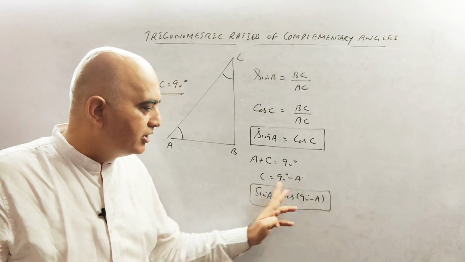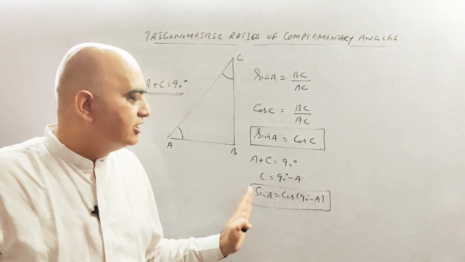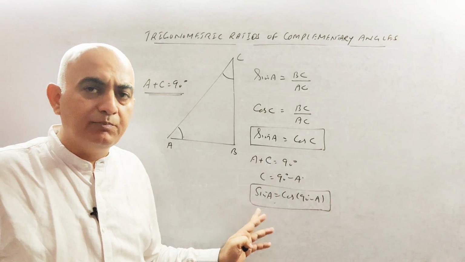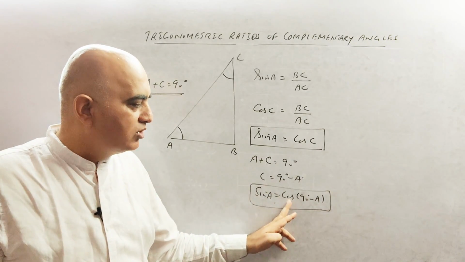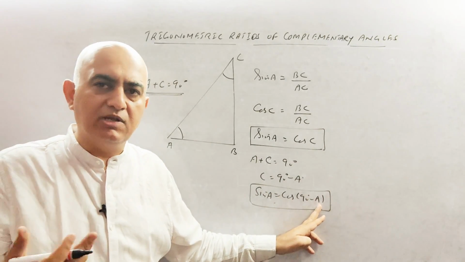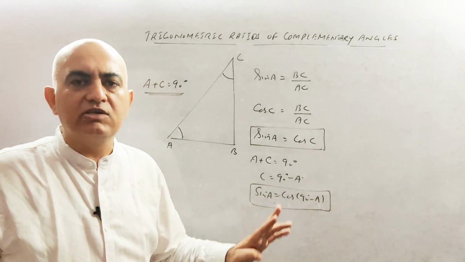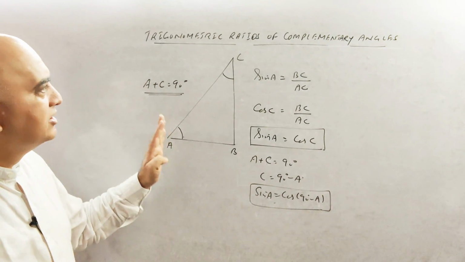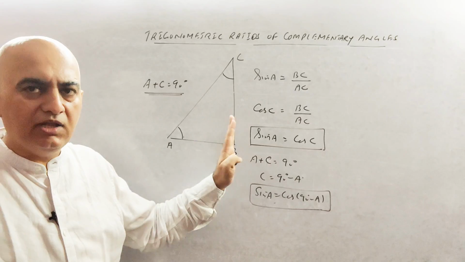So by using this property, we can easily check why these two values are equal. Simply, sine of 45 is equal to cos of 90 minus 45, that becomes cos of 45. So sine 45 is equal to cos of 45. That is the trigonometric ratios of the complementary angles.